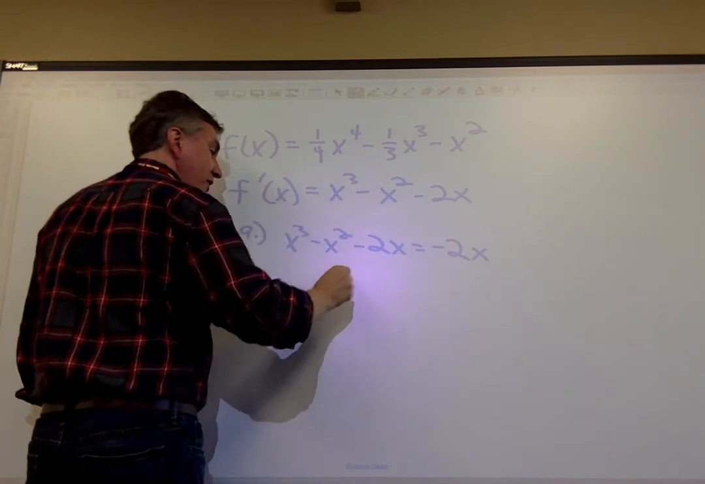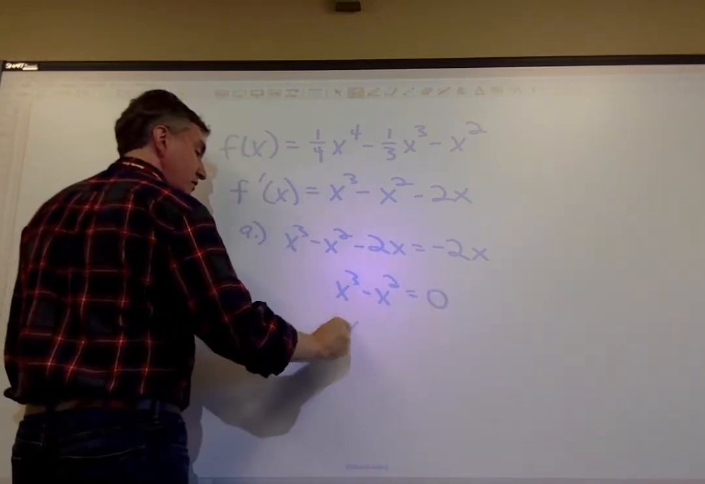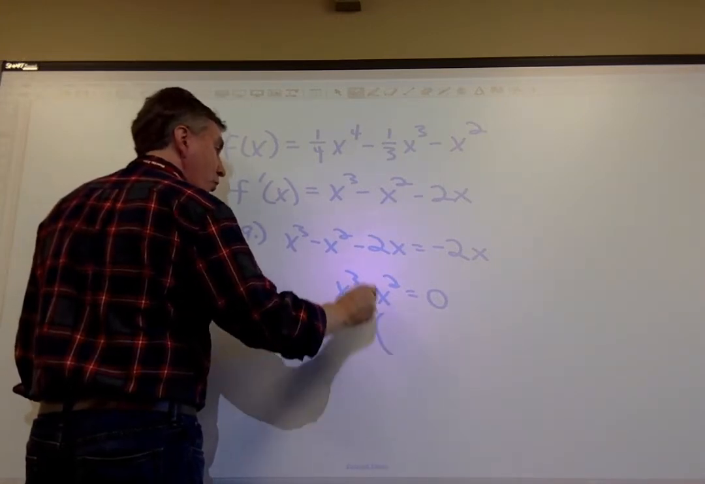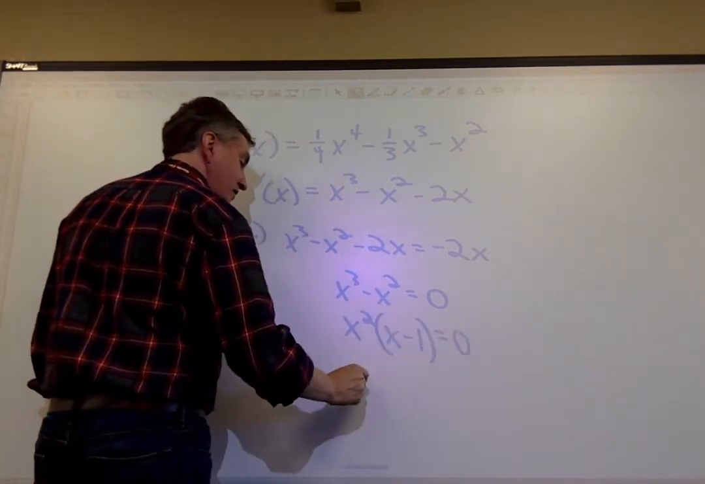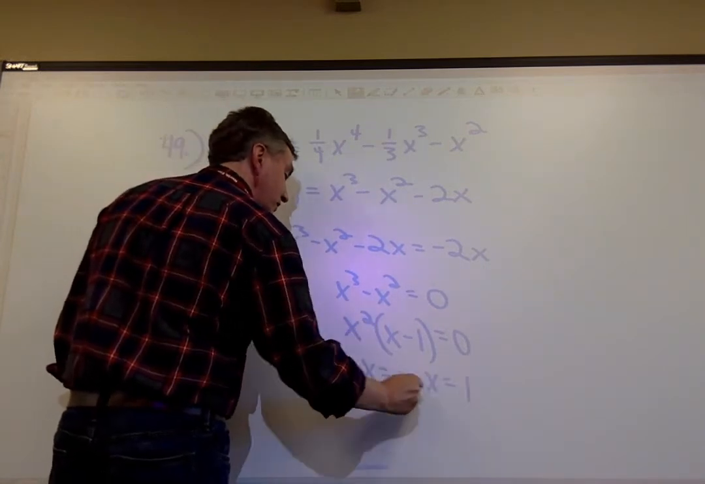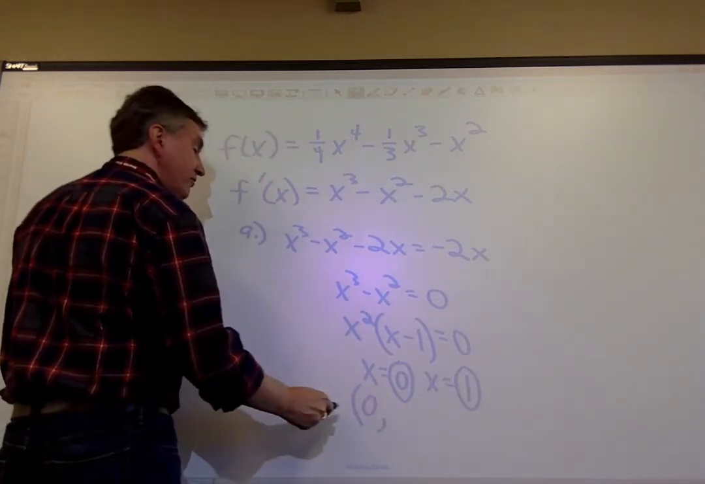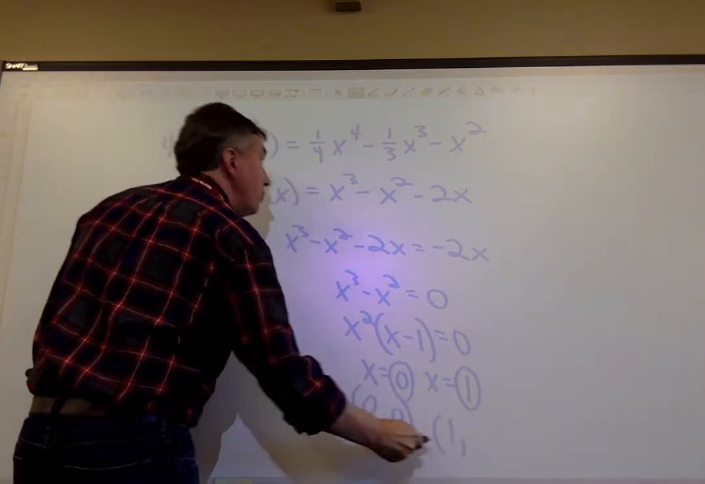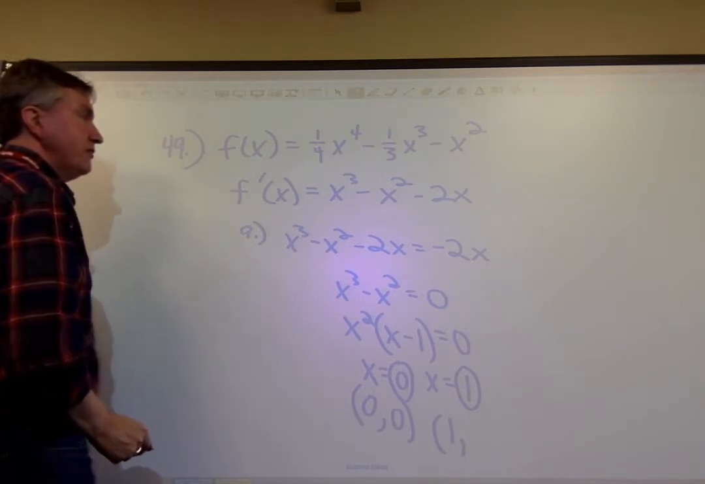Oh, so if I add 2x, I would get x cubed minus x squared equals 0. For some reason, I wrote more of an equation initially. That's why I'm wrong on everything. Well, if we solve that now, would that be correct? And then if you set each factor to 0, x would equal 0 or x would equal 1. And those ordered pairs would be, if x is 0 on that curve, y would be 0. And if x is 1, 1/4 minus 1/3 minus 1.